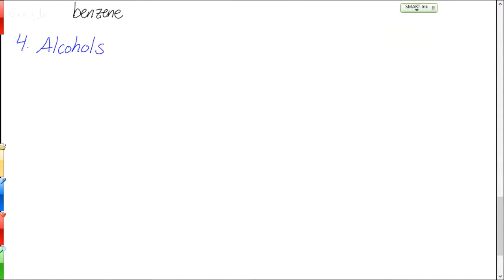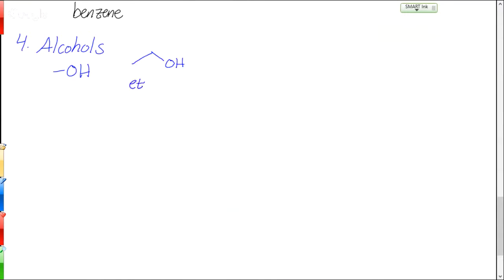Fourth functional group is alcohols, which are OH groups. As we've talked about before, OH is a really important functional group. It's an important part of a molecule because of its hydrogen bonding, but it's also important for other types of reasons. We're going to see it in basically every type of biological molecule. Has a lot of OH groups. Those are called alcohol groups, and so the molecules that have them are also called alcohols.